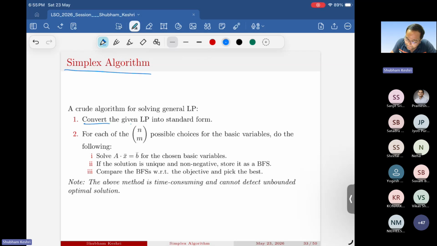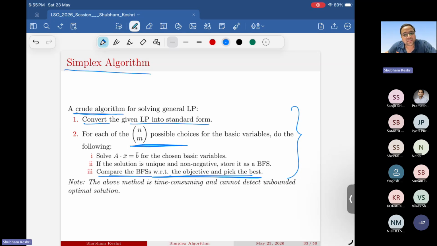You convert the LP into standard form. Now you identify all the basic feasible solutions. You compare these basic feasible solutions and pick the one which has the best objective function value. And then you are able to solve the LP.